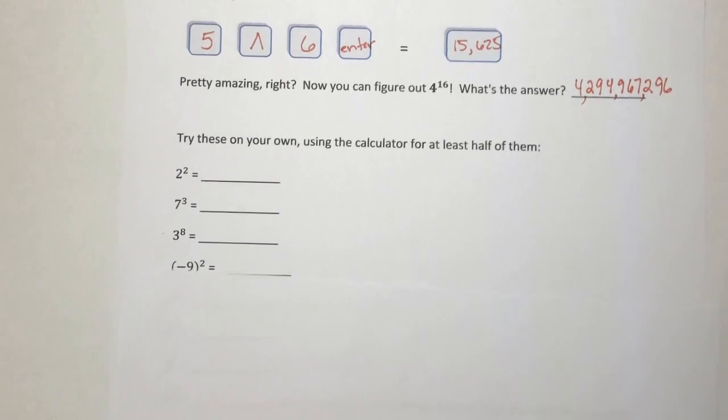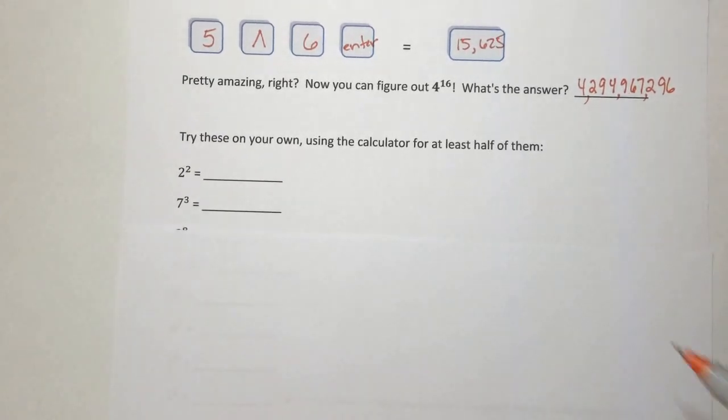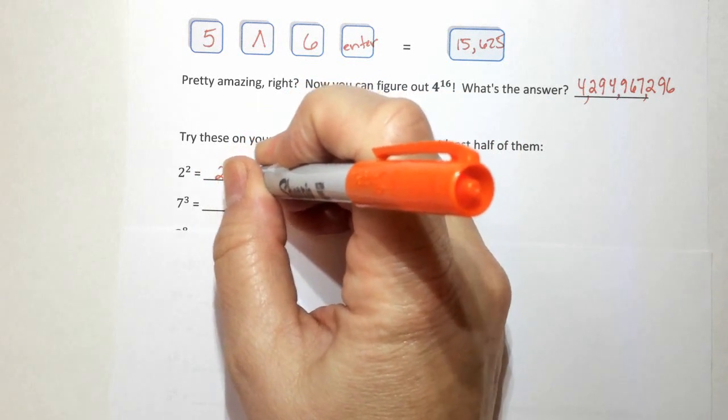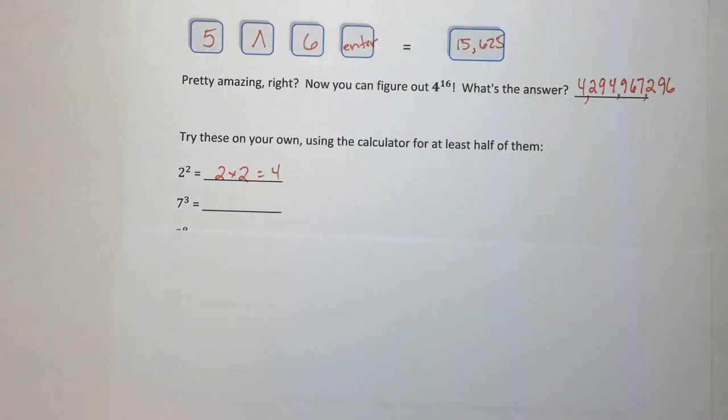So let's practice the skills that we have now. This says try these on your own, use the calculator for at least half of them. This would be a good time for you to pause the video and work these out, and then restart the video to check your answers. 2 to the power of 2. That just means that 2 is being multiplied by itself 2 times, and the answer would be 4.